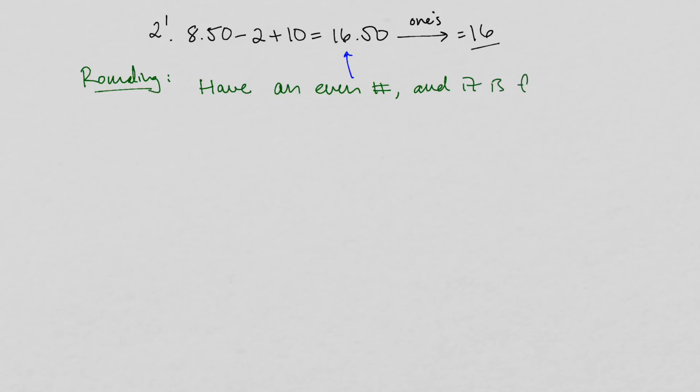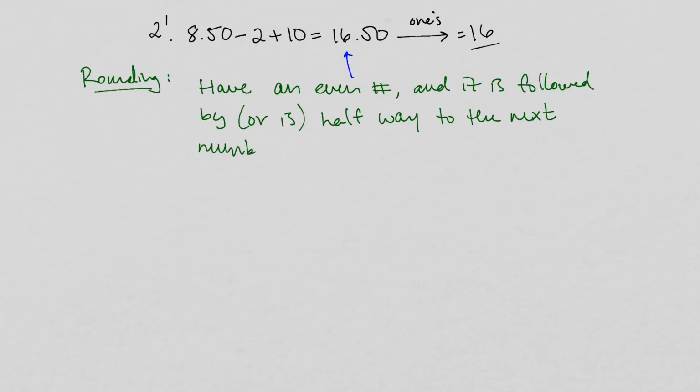and it is followed by 0.50, actually, we're just going to say halfway to the next number, which would be odd, round down.